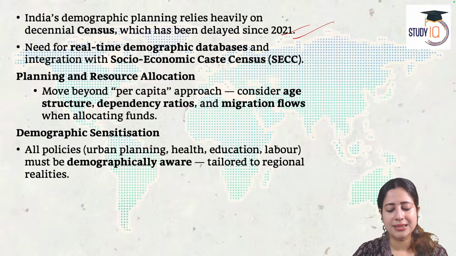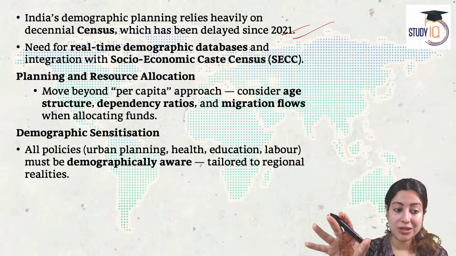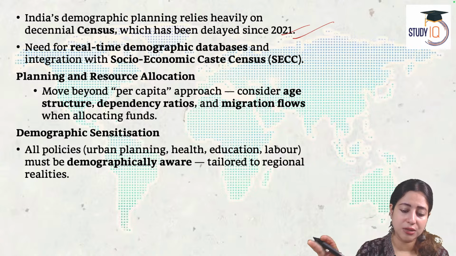India's demographic planning today severely depends on census. Now, the next census is coming. But census is a 10-year exercise. It comes only after 10 years. But what we need to do is to integrate this census with socio-economic caste census so that you actually know the level of backwardness across various states.